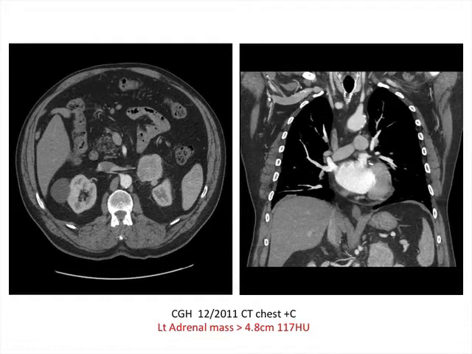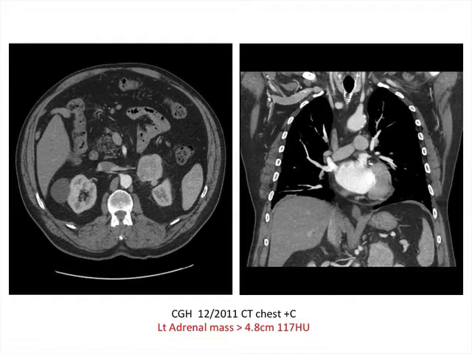The degree of enhancement here is quite high for an adenoma, so it would be very unusual that this would represent an adenoma. Pheochromocytoma is certainly a consideration here with intensely enhancing lesions. Metastases is a possibility. Lymphoma, the attenuation value is very, very high for lymphoma, so it would be less likely.